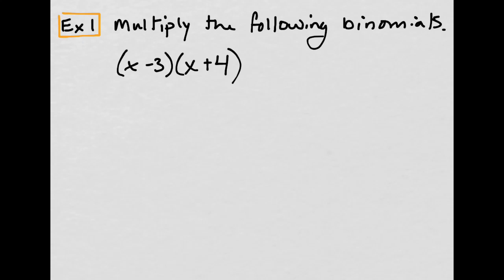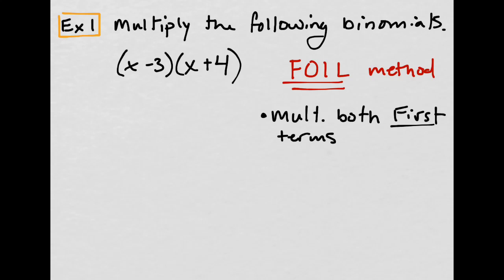Some of you may know how to do this already. You use the FOIL method, where you multiply the first terms. Those are the first term here and the first term there. That would be x times x. That's just x squared. Okay, that's fantastic.